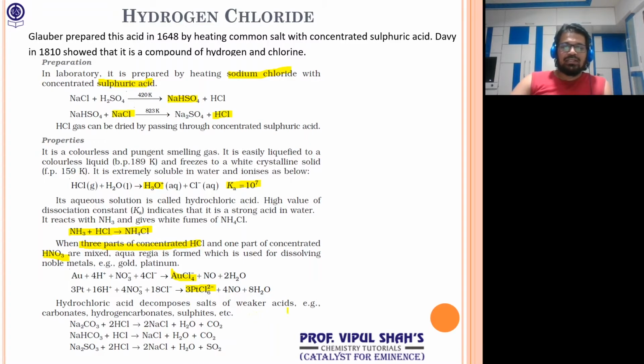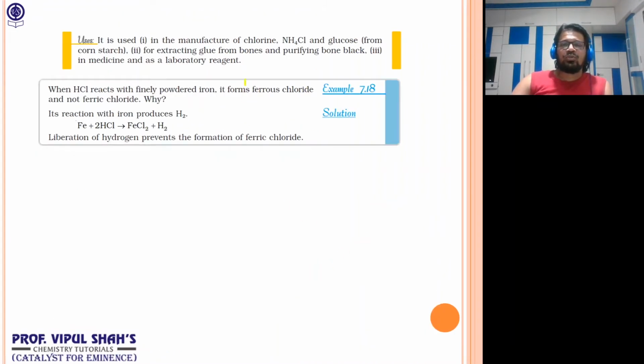Then HCl will decompose salts of weak acids like sodium carbonate, strong acid, weak base. So it forms NaCl, water and CO2. Sodium hydrogen carbonate, what we also call baking soda, breaks down, and sodium sulfite also gives NaCl with water and SO2. Then it is used in the manufacture of chlorine, ammonium chloride and glucose from corn starch. We will be doing this in biomolecules. Starch is nothing but a polysaccharide. It is a homopolysaccharide of glucose, meaning when starch is broken down, it gives only molecules of glucose.